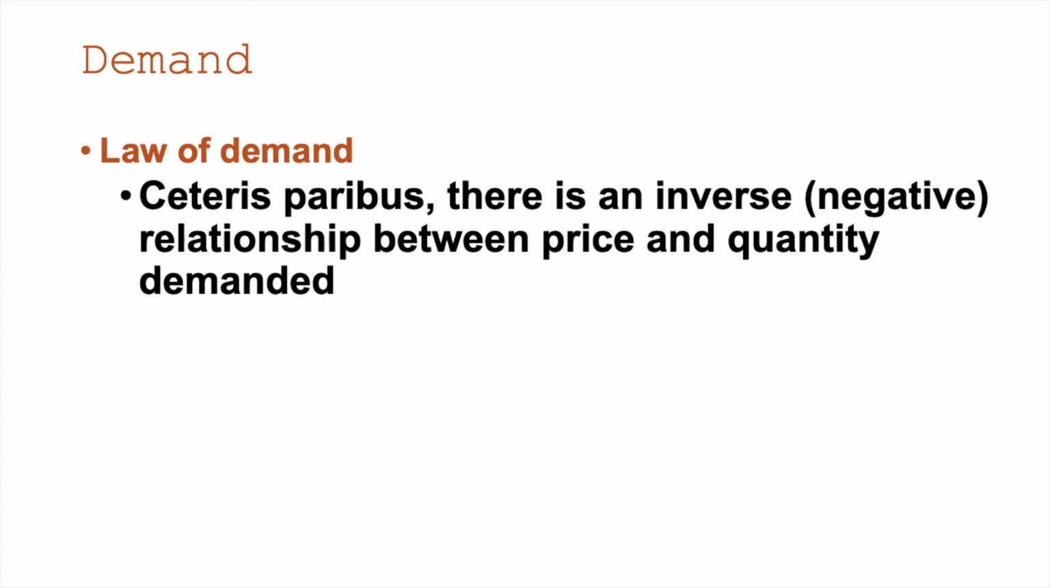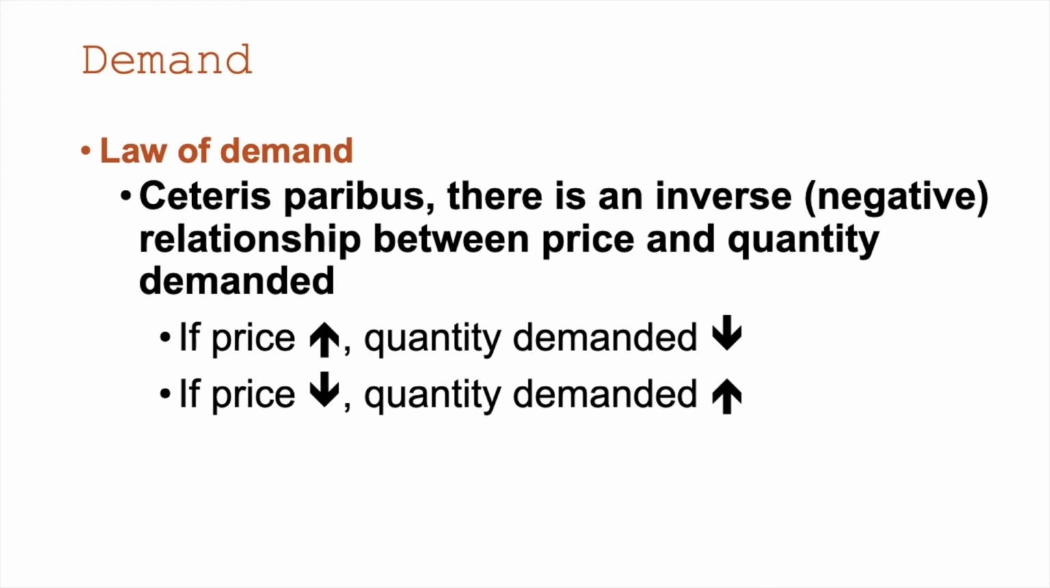So that's just a fancy way of saying all else equal, if we keep everything the same and the price of an item increases, quantity demanded falls. Right? So if everything stays the same and a product gets more expensive, people want to buy less of it. Vice versa, if the price of an item falls, all else equal, people will want to buy more of it.